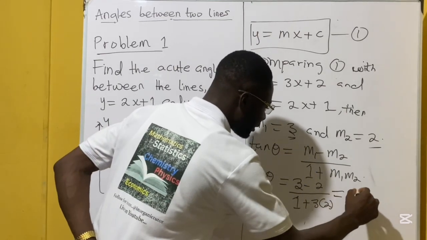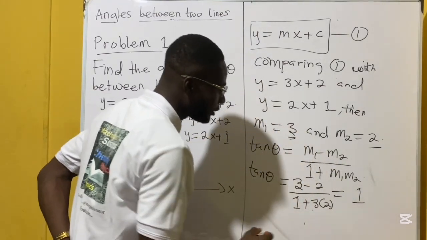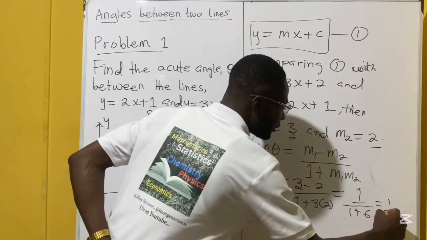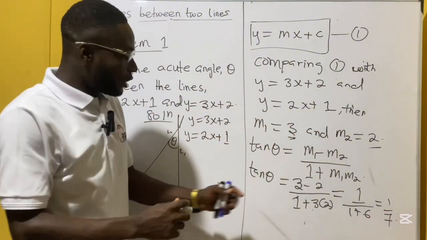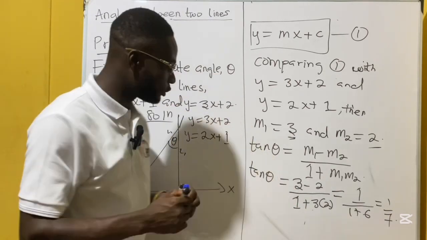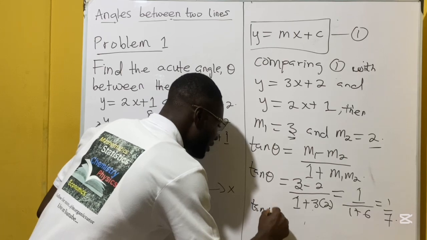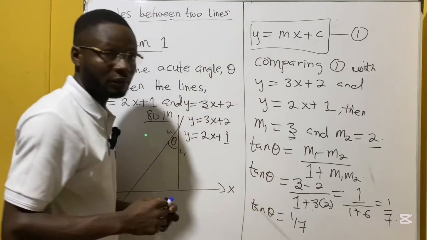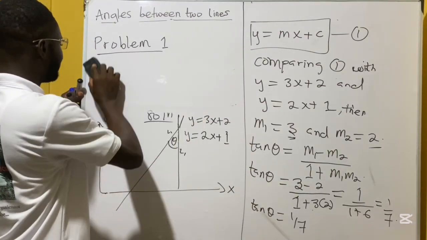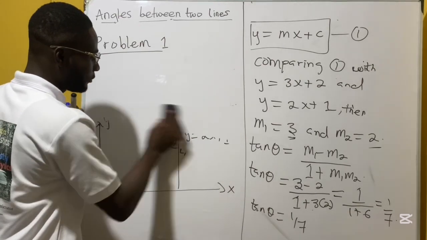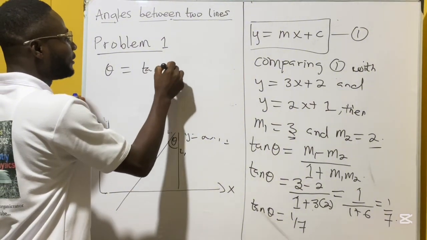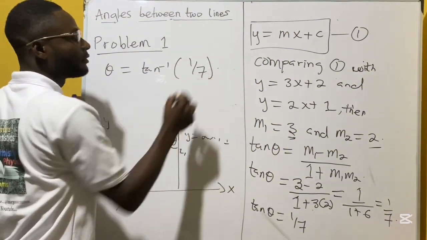So this is basically equal to 1 over 1 plus 6, right? So this is equal to 1 over 7. So what we just need to do is to take the tangent inverse of 1 on 7. So tan theta equals 1 on 7, right? And we want to know theta. So theta will be equal to tangent inverse of 1 on 7, right?